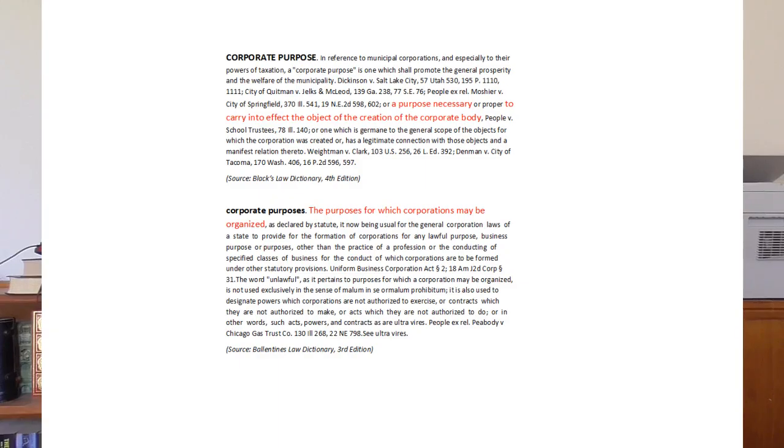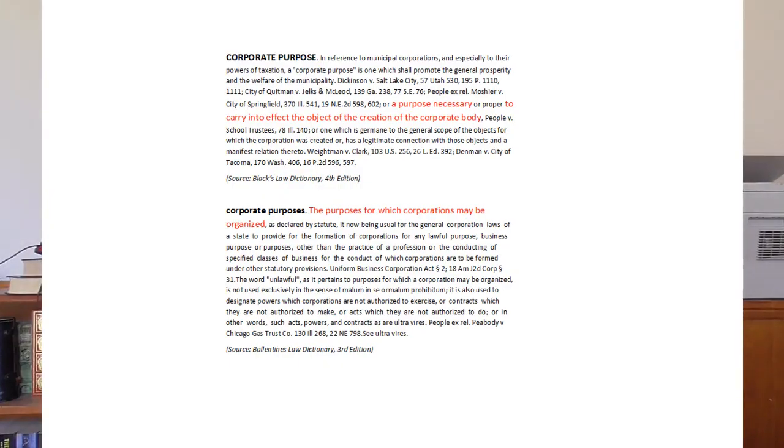I just want to look at two other terms. That's the definition of corporation. I want to look at the definition of corporate purpose and also the definition of corporate name, because the law dictionaries also provide those. So here's the definition of corporate purpose. This is from Black's Law Dictionary. A purpose necessary to carry into effect the object of the creation of the corporate body. That's saying that it must have a purpose for the corporation to exist, if you know how to read that. And then from Ballantyne's Law Dictionary, corporate purpose, the purposes for which corporations may be organised. In other words, there must be a purpose for there to be a corporation.